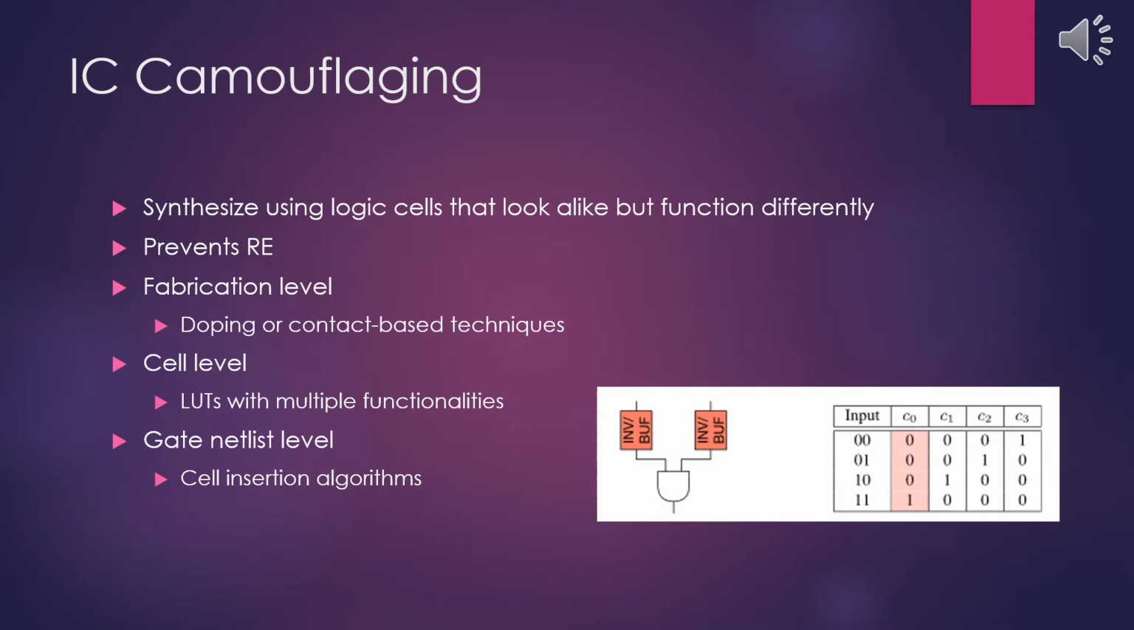At the fabrication level, doping-based and contact-based techniques are used to create always-on or always-off transistors, which hide the circuit structure. Cell-level techniques use lookup tables with multiple possible functionalities to hide the end functionality. Gate netlist level techniques use cell insertion algorithms with given constraints to attempt to make reverse engineering as difficult as possible. These algorithms insert cells or connections and prevent more advanced techniques. The diagram shows an example of two camouflage cells, where the functionality of the circuit depends on the contents of the cells.